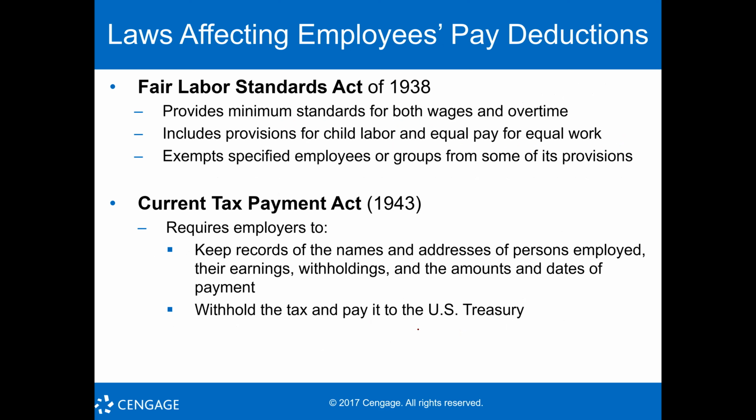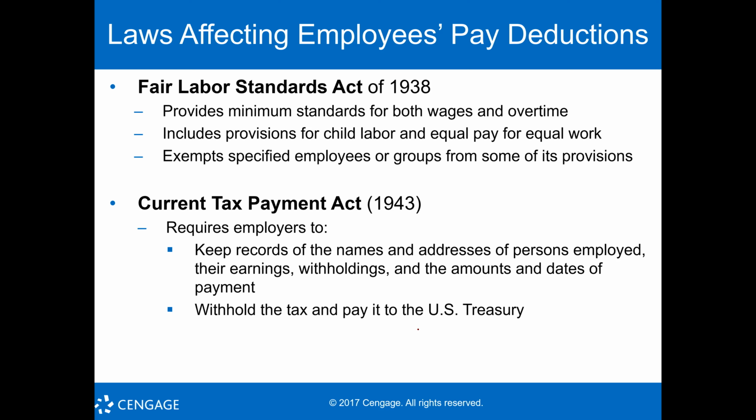Okay, some of those laws that are talked about in this chapter: the Fair Labor Standards Act of 1938, the Current Tax Payment Act, 1943. The Fair Labor Standards Act, or FLSA, provides minimum standards for both wages and overtime, includes provisions for child labor and equal pay for equal work, and exempts specified employees or groups from some of its provisions. The Current Tax Payment Act requires employers to keep records of the names and addresses of persons employed, their earnings, withholdings, and the amounts and dates of their payment.